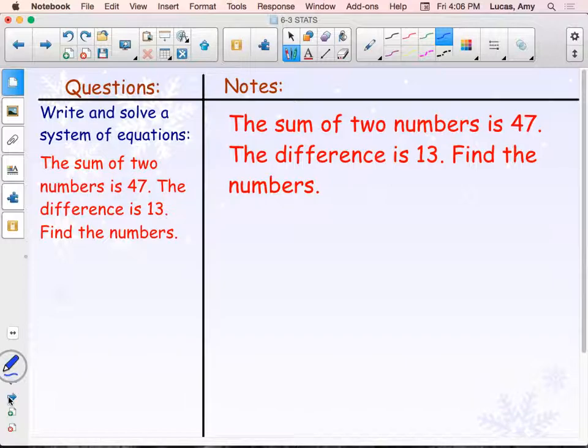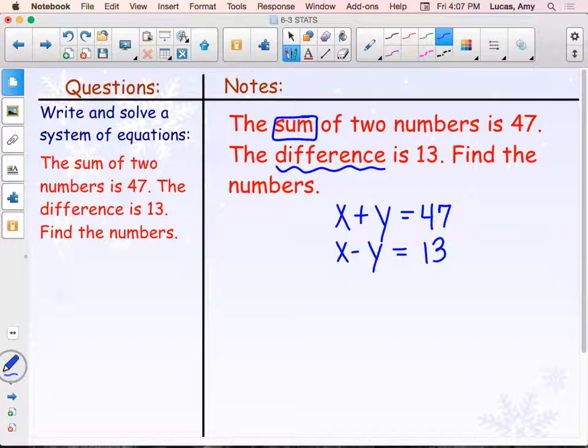All right, now a word problem. The sum of two numbers is 47. Well, sum means that you're adding them together. So x plus y equals 47. Their difference is 13. Difference means subtracting. So x minus y equals 13. So this is my system that I need to solve.